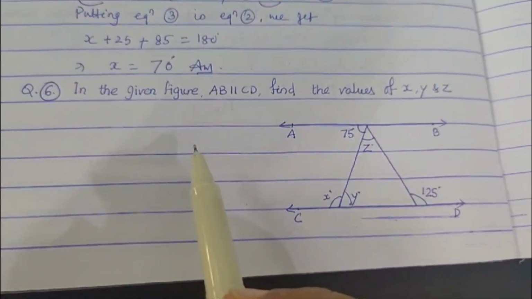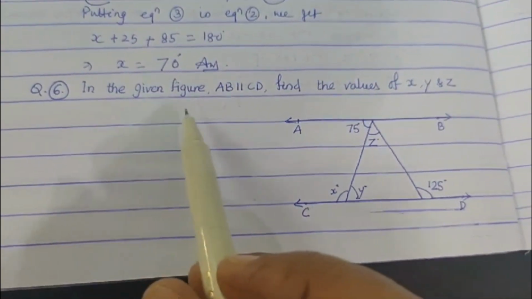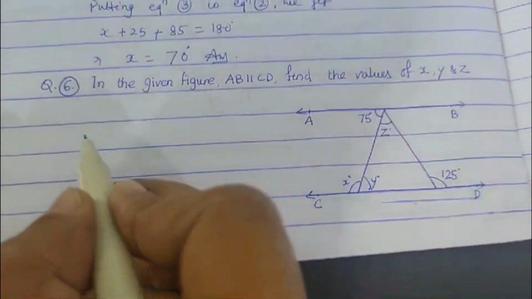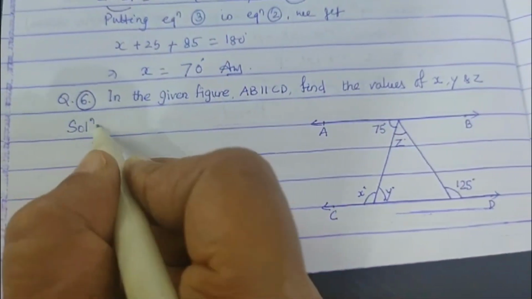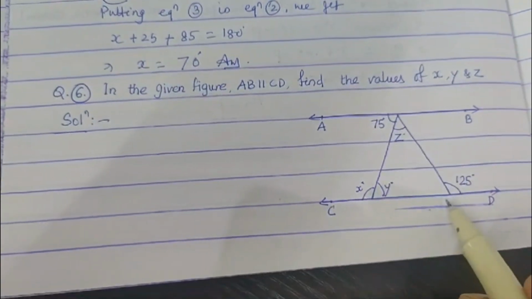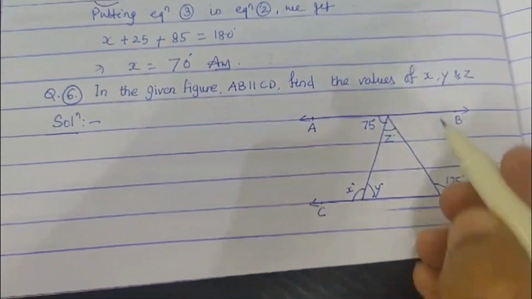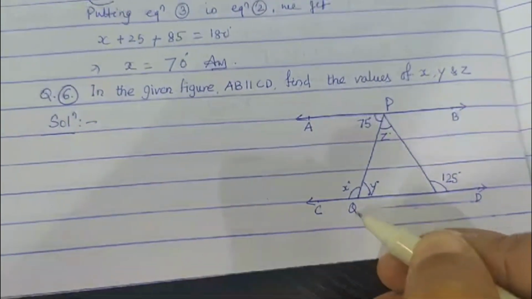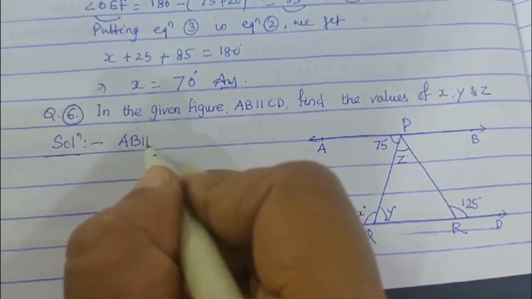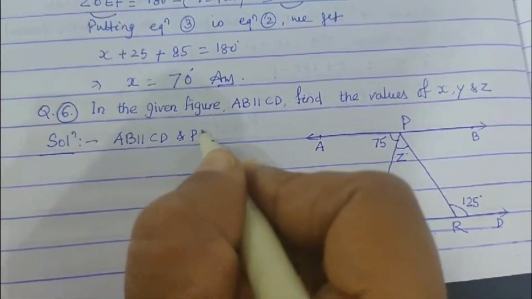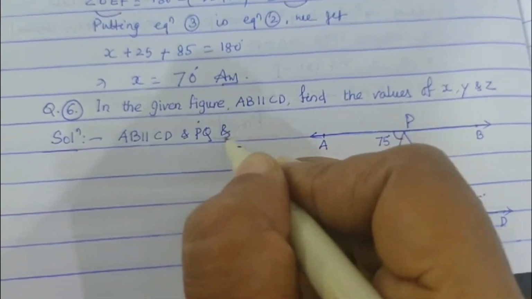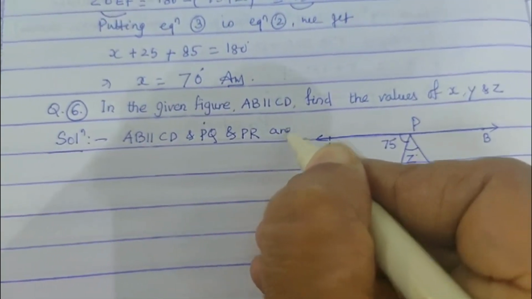So friends, let's solve this small question. In the given figure, AB is parallel to CD. Find the values of x, y and z. So we will solve it. First of all, AB is parallel to CD and this is a transversal. Let us write it P, Q and R. AB is parallel to CD and PQ and PR are transversals.